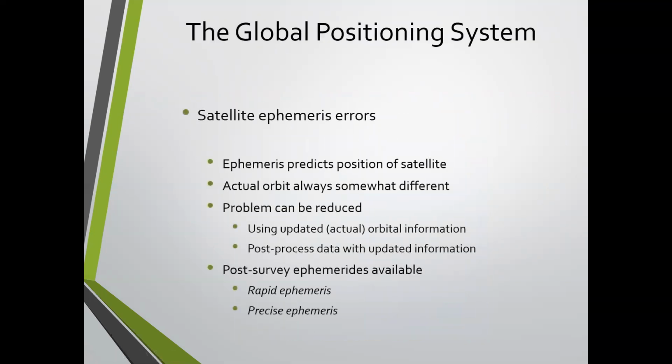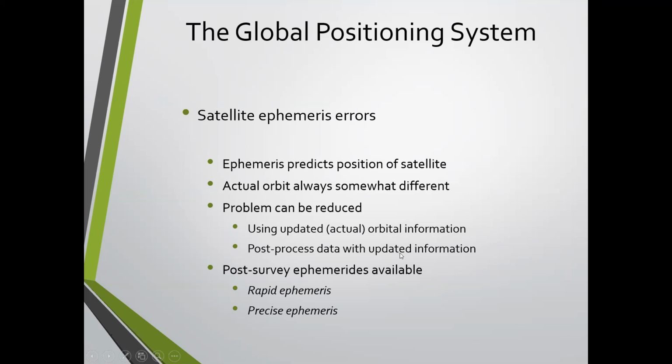So, satellite ephemeris errors, let's talk about those. The ephemeris predicts the position of your satellites. Remember, that was calculated basically a week ago based on all the tracking from all the observing stations that they have there. So your actual orbit is really always going to be somewhat different. So when the ephemeris tells you that you're at this position, X, Y, Z, it's really not. Obviously, that's going to play into the error of your position down on the Earth. So the problem can certainly be reduced by using your updated or actual orbital information, but you're going to have to wait until that's processed. That's usually done through post-processed data.